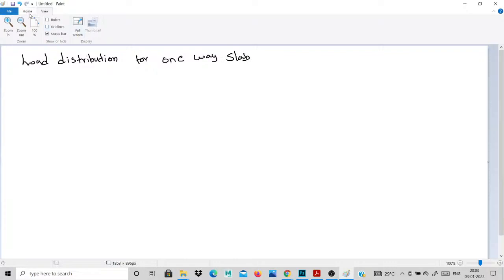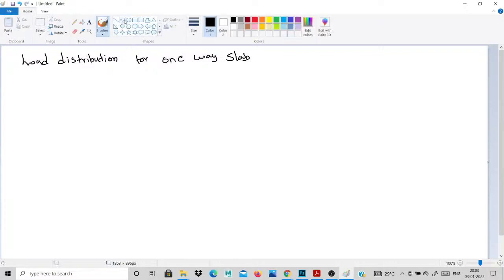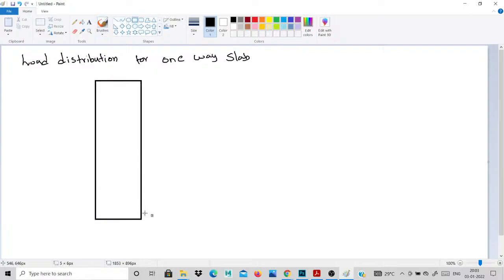I take this one-way slab. This is our one-way slab. First of all, you know the yield line theory. All of us know the yield line theory.